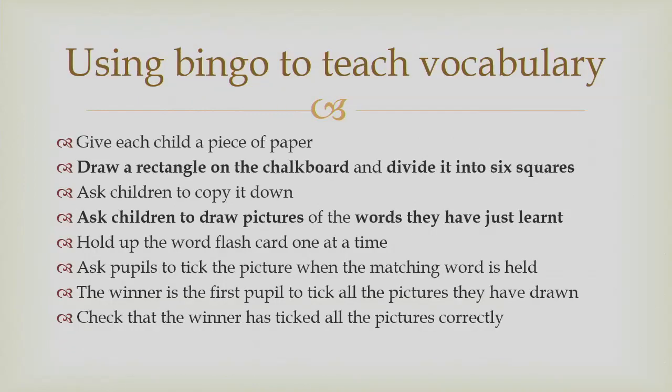Then bingo, teaching vocabulary. First of all, you need to get a piece of paper. You draw a rectangle on the chalkboard and divide it into 6 squares. Ask children to copy it down. Ask them to draw pictures of the words they have just learned. So if one of the words that they've learned is apple, they need to draw an apple. Hold up the word flashcard, one at a time. Then you ask the pupils to tick the picture when the matching word is held. The winner is the first person to tick all the pictures.